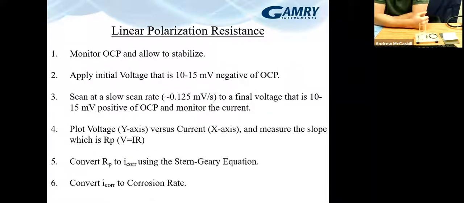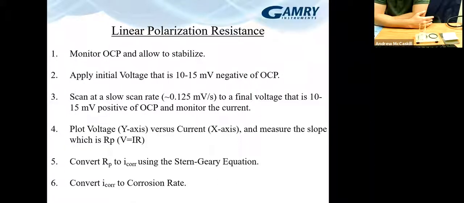So for this experiment, we're going to monitor OCP and allow it to stabilize, which is what I'm doing right now on the cell in the background. We're going to apply a voltage anywhere in the range of 10 to 15 millivolts negative of OCP, and then scan slowly, probably about the value I've given there, about 0.125 millivolts per second.